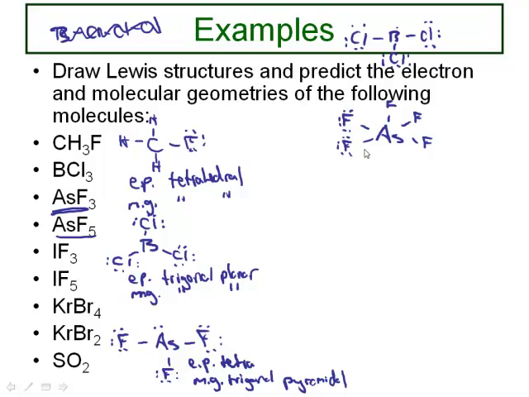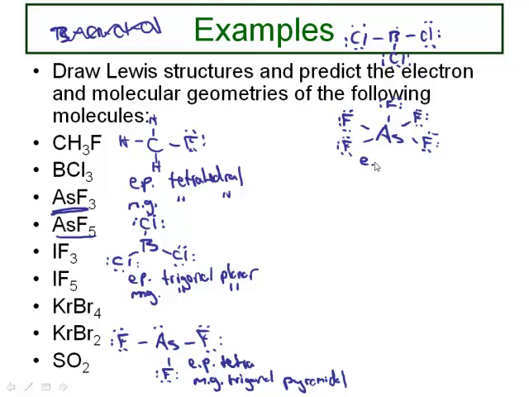And 6 electrons around each one. Electron pair is trigonal bipyramidal. Okay, let's just count this up here really quick. Arsenic should have, if we think about it, 5 electrons. Each of these is going to have 7, so that should be 40 electrons altogether. And that looks about right, okay?